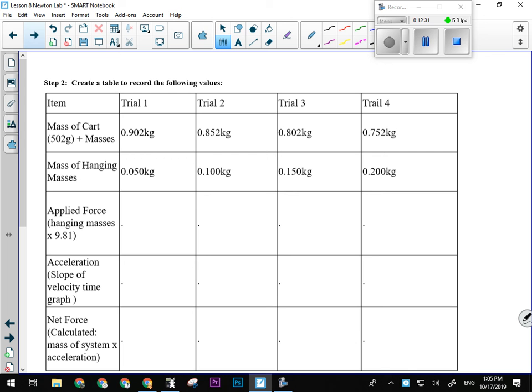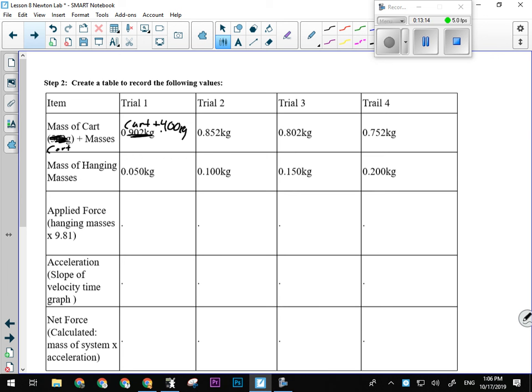So in the first one, you're going to have 50 grams hanging over the pulley. So that's 0.05 kilograms, 50 grams hanging over the pulley. And you're going to put 400 grams on the cart. So we're going to have our cart plus 400 grams. Everybody with me there? That'll be trial 1. 50 grams hanging, and cart plus 400 grams. Actually, I'll write kilograms because that's what it should be, 0.4 kilograms.